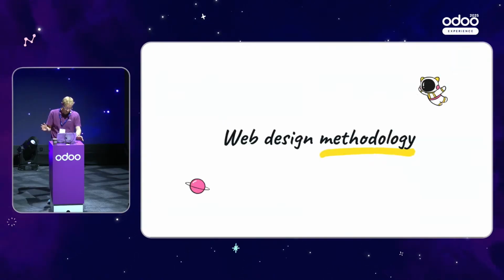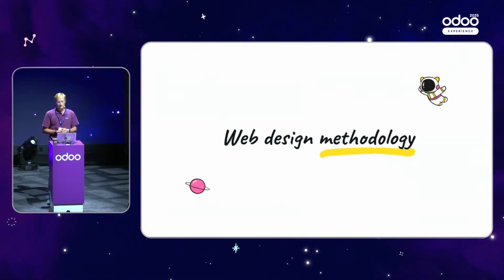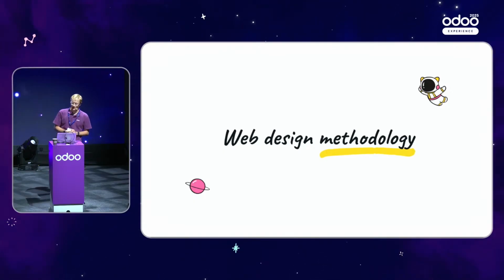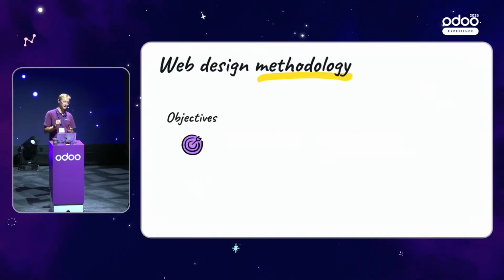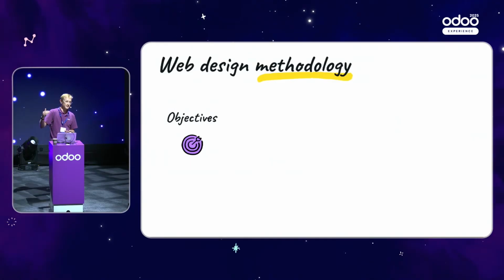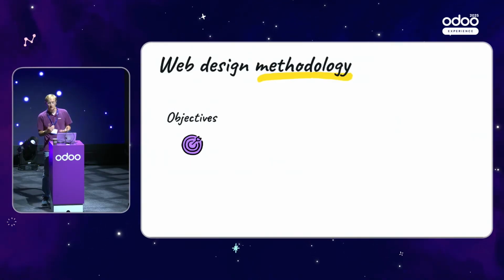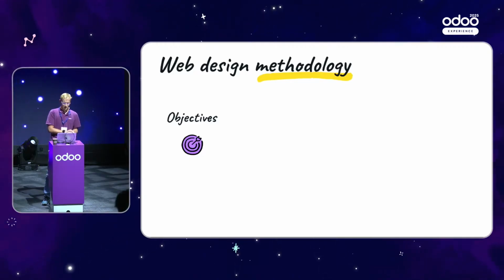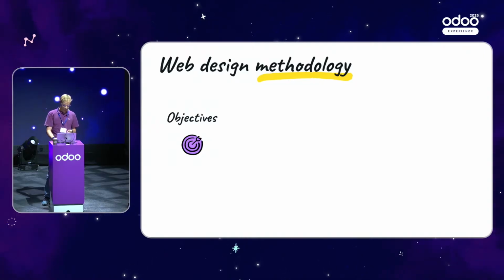First, before jumping into the demo, the design, I want to talk about the web design methodology. This is the methodology we use when we build a website at Odoo. First, you need to define the objectives. The objectives are the goals of your website. It will help you define the call to action you find on the page, the button, and it guides you in building your website.